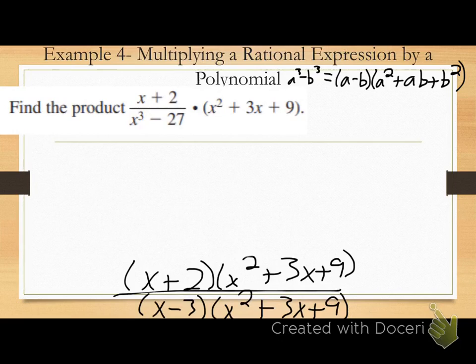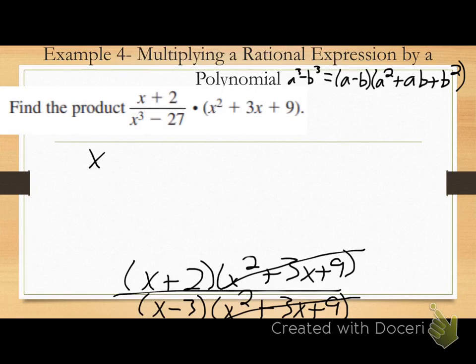So what's going to happen here? Am I going to have anything that cancels out? What am I going to cancel out? X squared plus 3x plus 9. Remember, if I have that factor in the numerator and the denominator, they cancel each other out. I can divide them out. So what am I left with? 2 and 3? Not just 2 and 3.